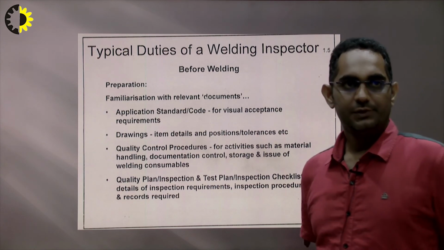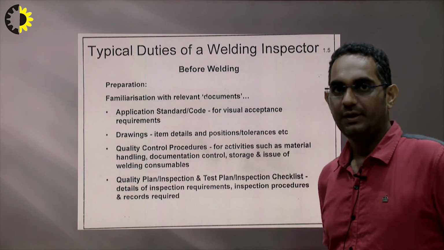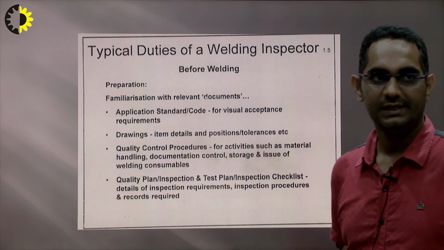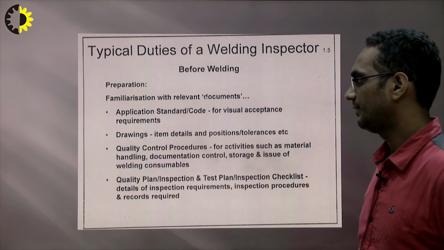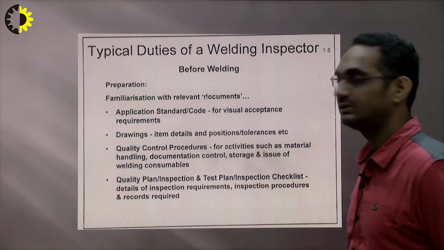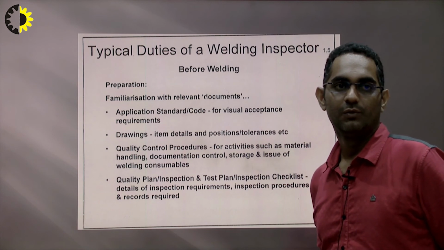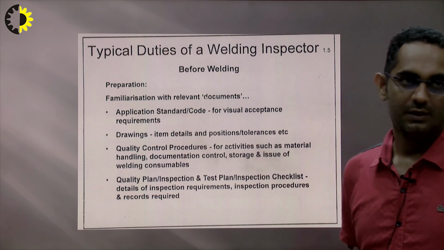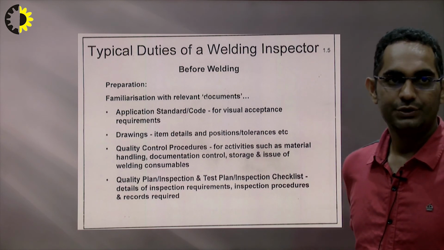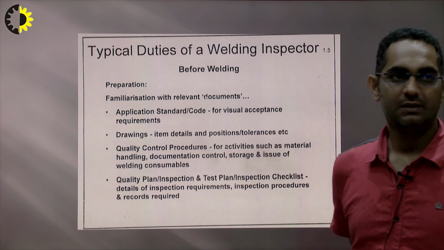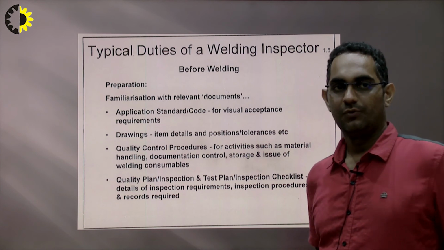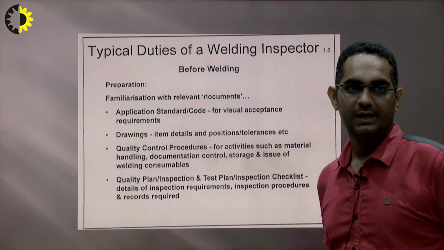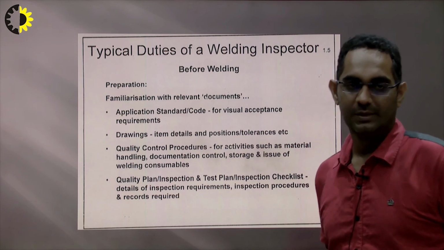Next are the typical duties of a welding inspector before welding, starting with preparation. Preparation is familiarization with relevant documents like the application standard code for visual acceptance requirements, drawings, item details and position tolerance, and then quality control procedures for activities such as material handling, documentation controls, storage and issue of welding consumables.